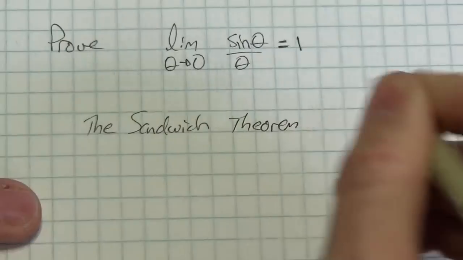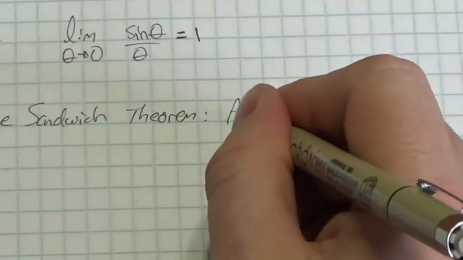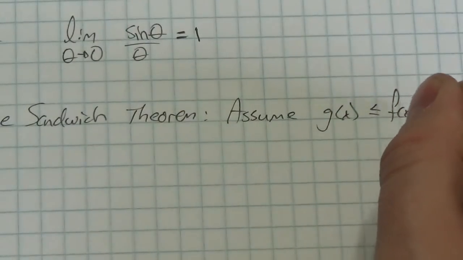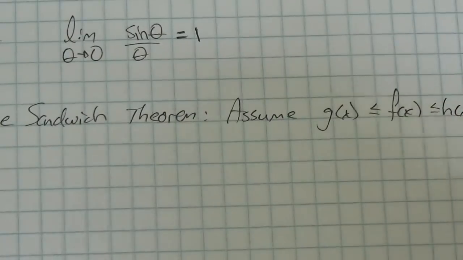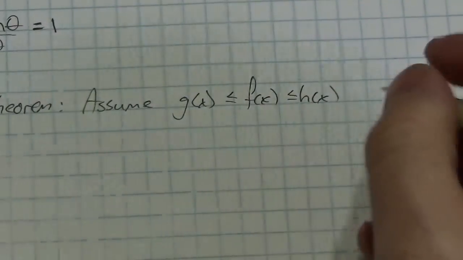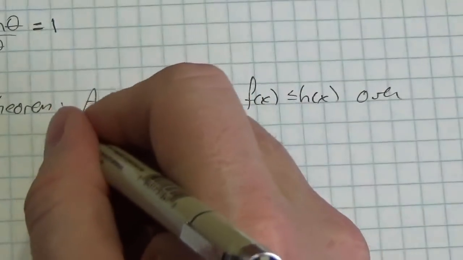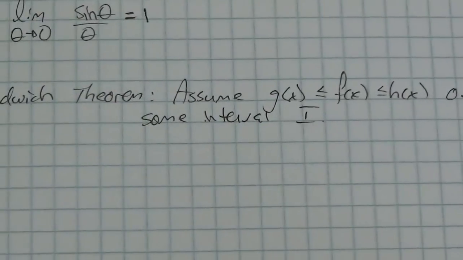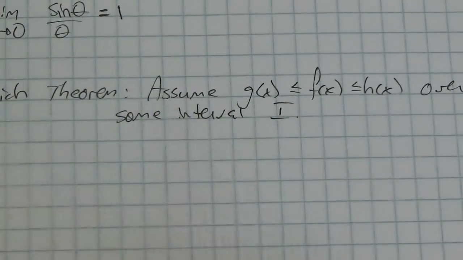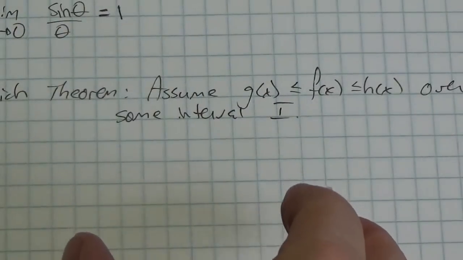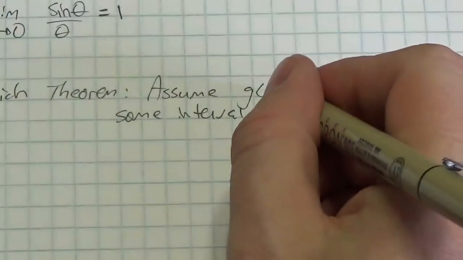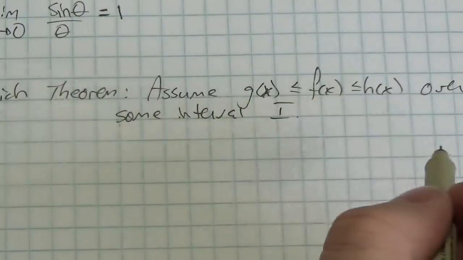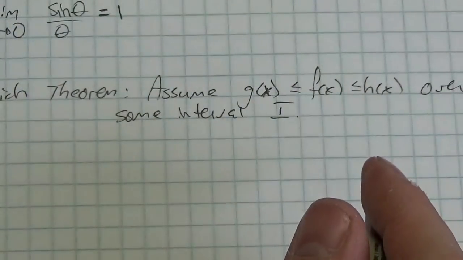This states that let's assume that g of x is less than or equal to f of x, which is less than or equal to h of x, over some interval I. So just within this interval, and this interval could be all reals, but it doesn't really matter. As long as we've got some interval here, we know that for all values of x there, g of x is less than or equal to f of x, which is in turn less than or equal to h of x. So that's the scenario we've got here.